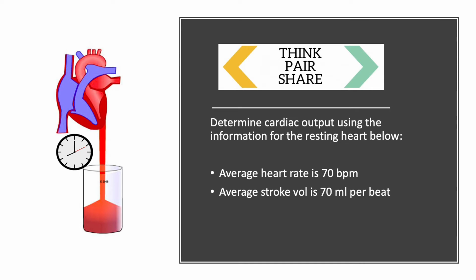Let's take a quick break here, just to make sure we're all on the same page and do some very simple math. I'm saying here, determine cardiac output using the given information. The average heart rate for this individual is 70 beats per minute, and then their stroke volume is 70 mils per beat. So then determine cardiac output for this individual.